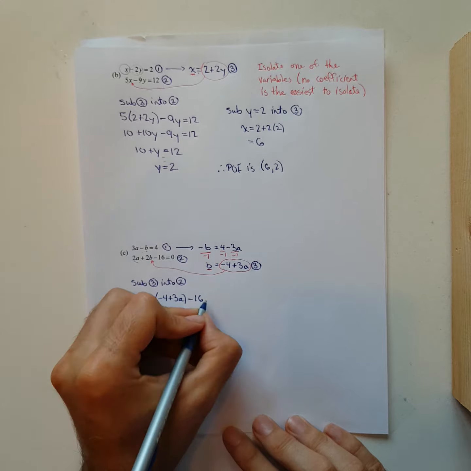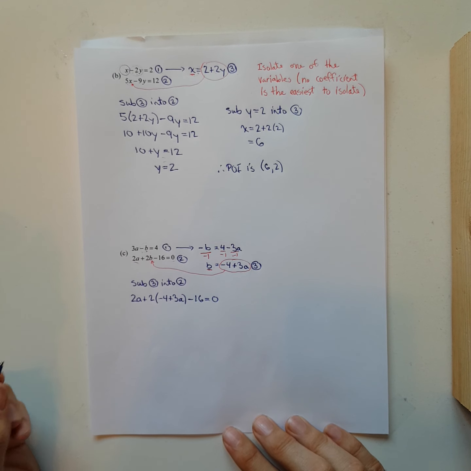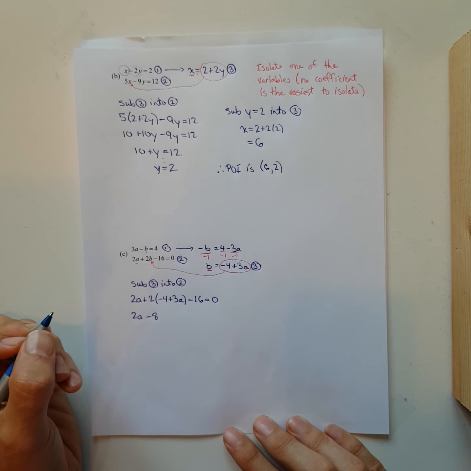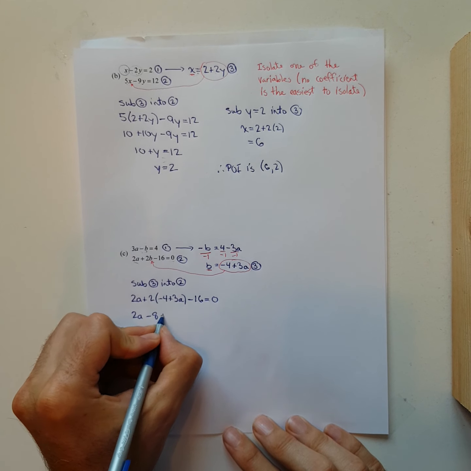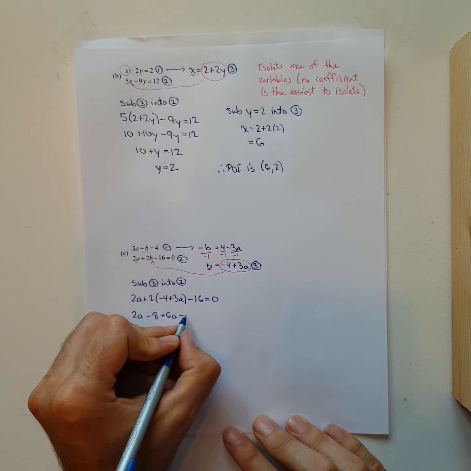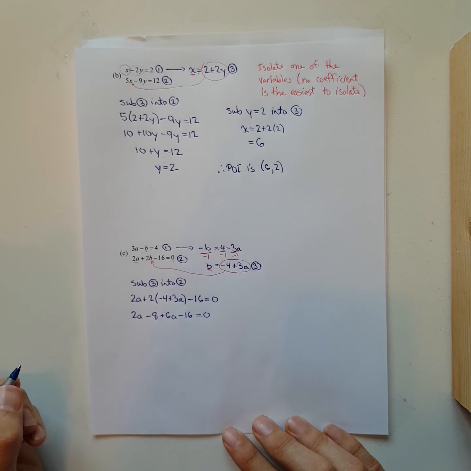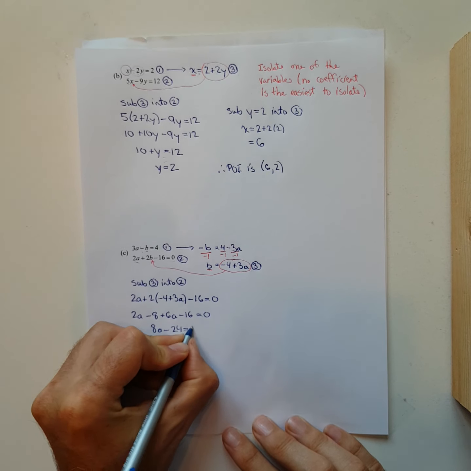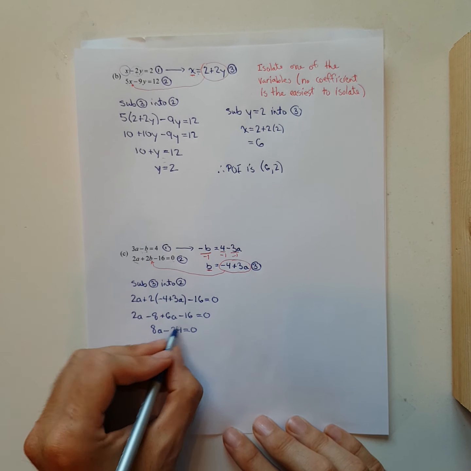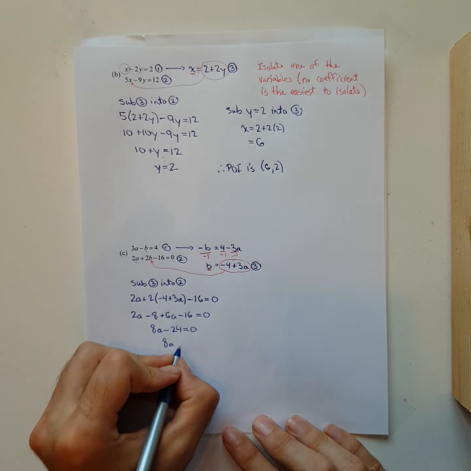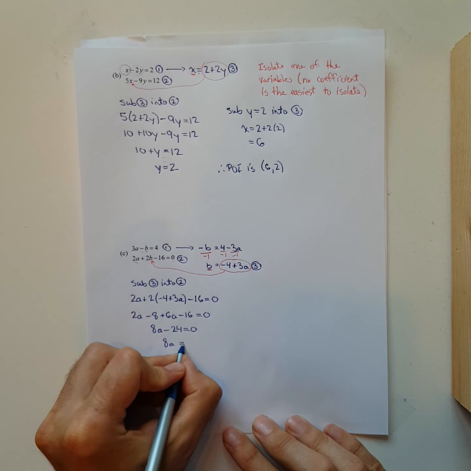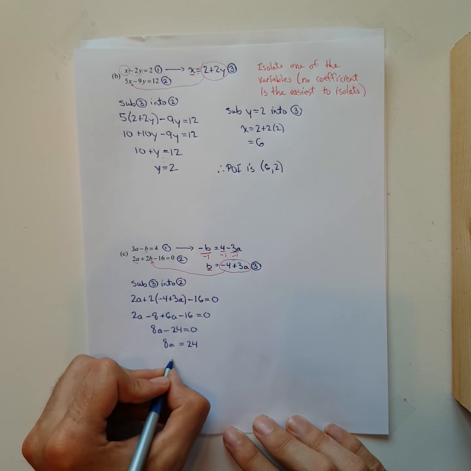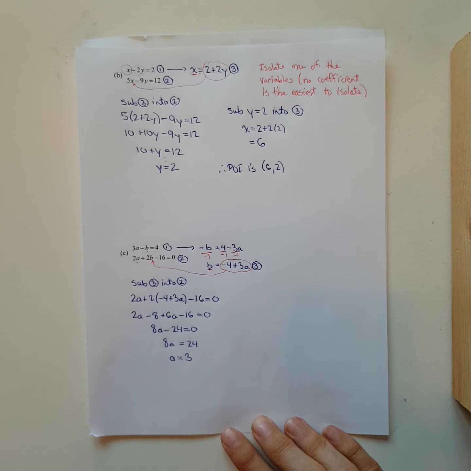Now I still have that -16 equals 0. Expanding out my brackets, I have 2a minus 8 plus 6a minus 16 equals 0. Collecting my like terms, I have 8a minus 24 equals 0. I'm going to move the constant to the other side, so I'm going to add 24. That's going to give me 8a equals 24 plus 0 is 24. And I'm going to divide out the 8 so that a is 3.